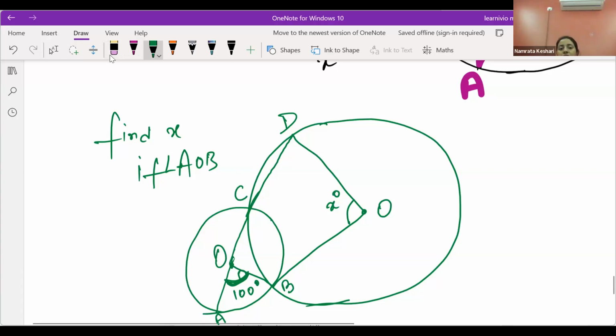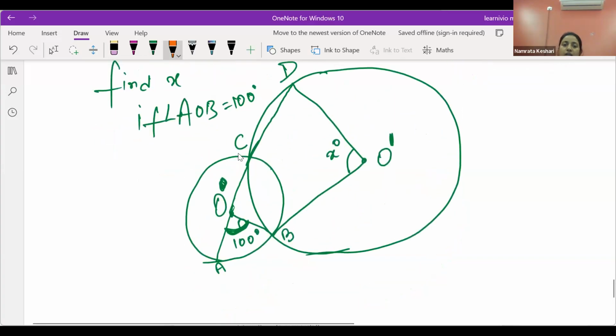Okay, this is the figure. Let me rename it ODAS. We have to find angle AOB. This is O. Find x if AOB is 100 degrees. So AOB, this is O. Let's rename this one; I'm calling it ODAS. Now there is no confusion, right? Yes, ma'am.